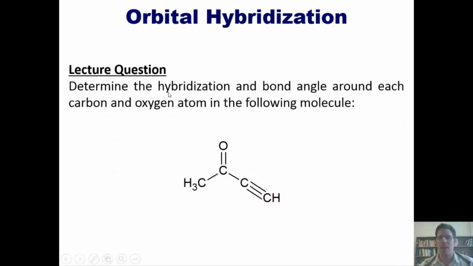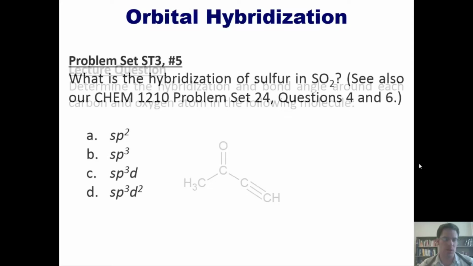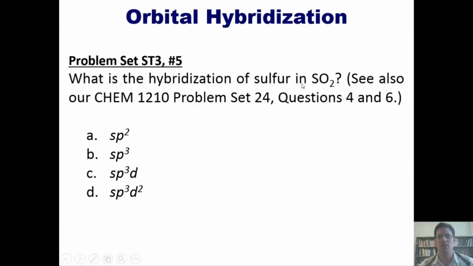I want you to determine the hybridization and bond angle around each carbon and oxygen atom in the following molecule. Please note that I have not drawn lone pairs around this oxygen up top, so you will have to do that in order to get the correct answer. And here's another question. What is the hybridization of sulfur in SO2? Now, in order to answer this, you're going to have to draw the Lewis structure of SO2 and then determine how many things, either atoms or lone pairs, are around that sulfur atom. I'm not going to do that for you, but we'll invite you to do it on your own.